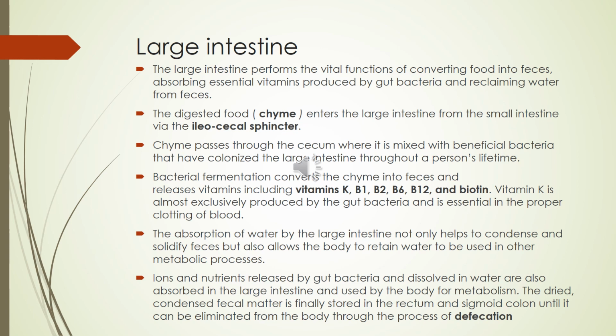The absorption of water by the large intestine not only helps to condense and solidify the feces but also allows the body to retain water to be used in other metabolic processes. Ions and nutrients released by gut bacteria and dissolved in water are also absorbed in the large intestine and used by the body for metabolism. The dried, condensed fecal matter is finally stored in the rectum and sigmoid colon, which we have discussed in the previous slide, until it can be eliminated from the body through the process of defecation.